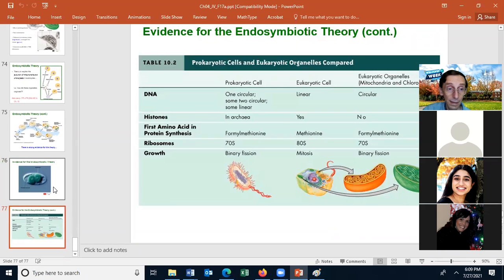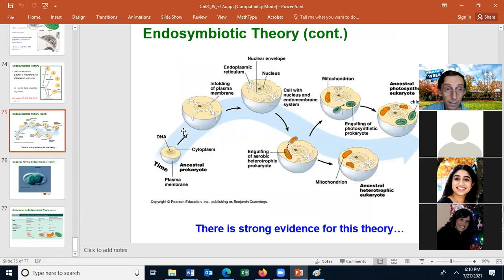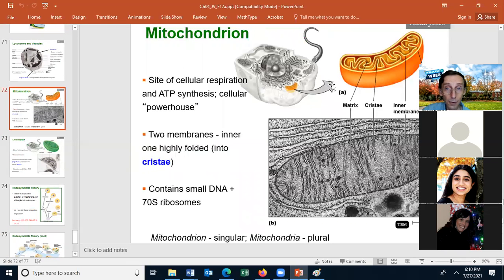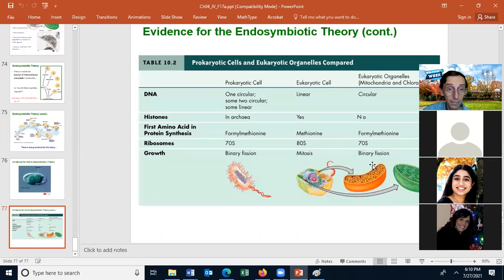Well, this is a weak one, but when we look at the bacteria that gets engulfed by the protist, it'll have a double membrane, because it'll have the membrane of the bacteria, and then it'll have the membrane of the vesicle that brought in the bacteria. When we look at the mitochondria, it has two membranes, an outer membrane and an inner membrane. So we expected two membranes if it was taken in by the proto-eukaryote cell. And then some other evidence.